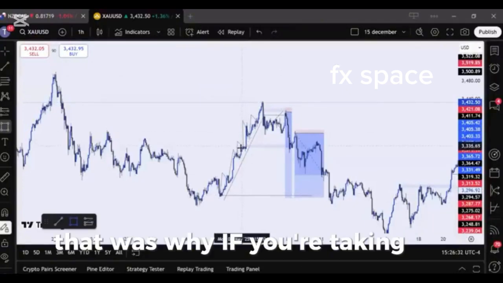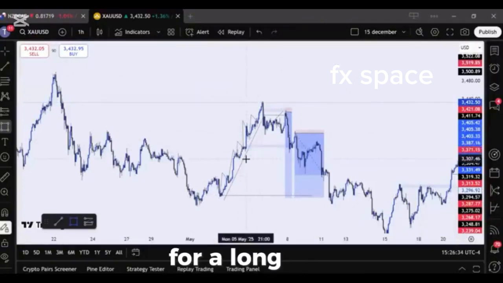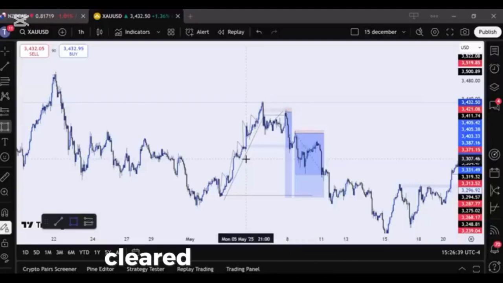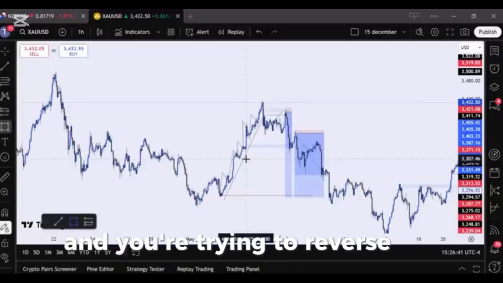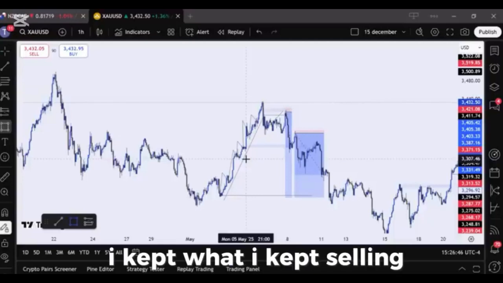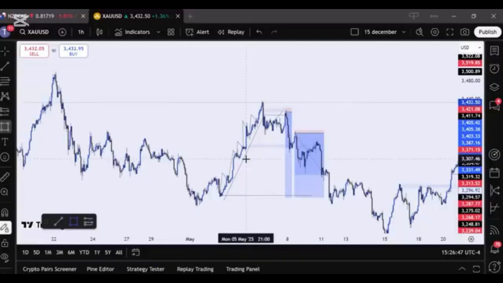That was why if you're taking any kind of sells here for a long term, market will eventually take you out, because market has not yet successfully cleared the liquidity pool and you are trying to reverse the market there. That was why most people were buying. I kept selling because I understood the different concepts of liquidity.